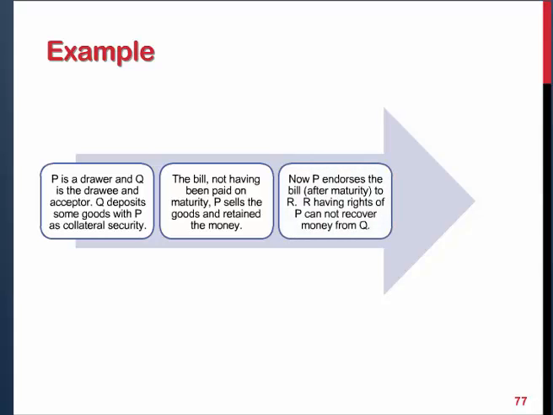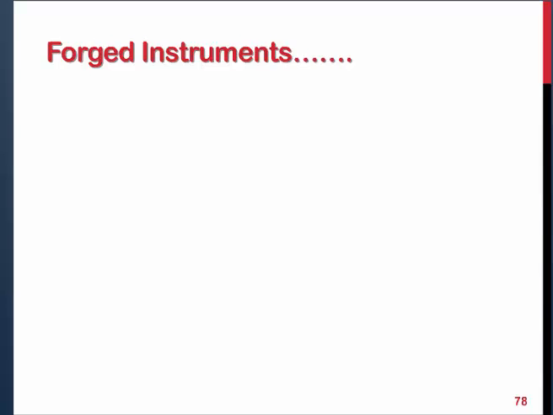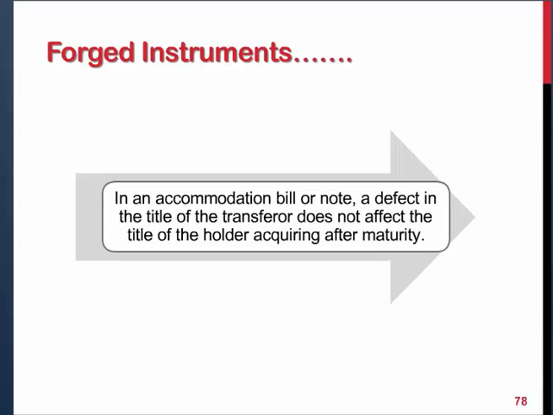Now, P endorses the bill after maturity to R. R, having the rights of P, cannot recover money from Q. But if R was a bona fide endorsee before maturity, then he could realize the money from Q. Another point in forged instrument is, in an accommodation bill or note, a defect in the title of the transferor does not affect the title of the holder acquiring after maturity.